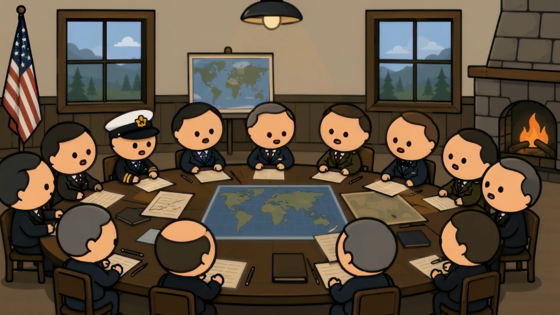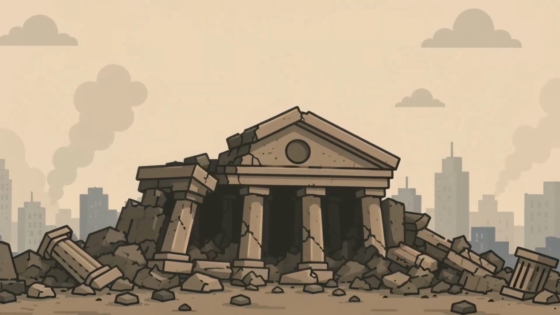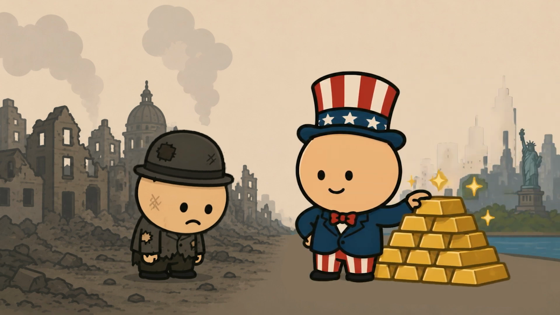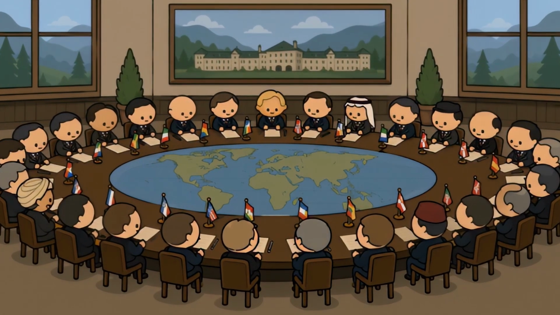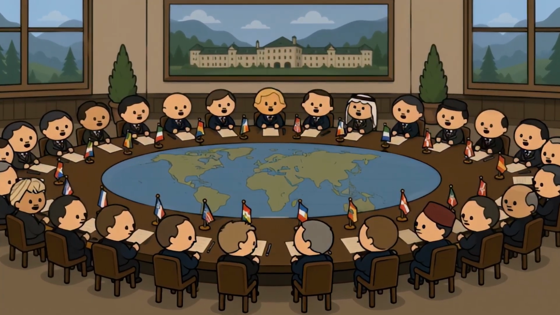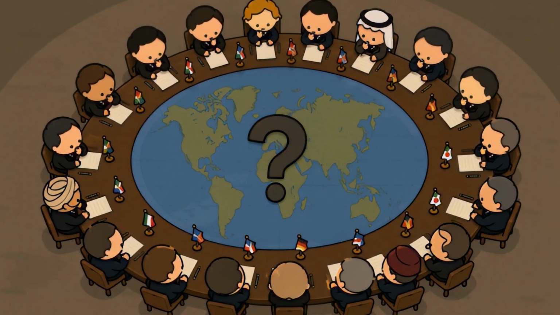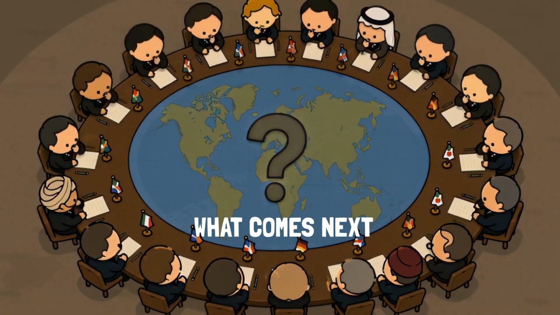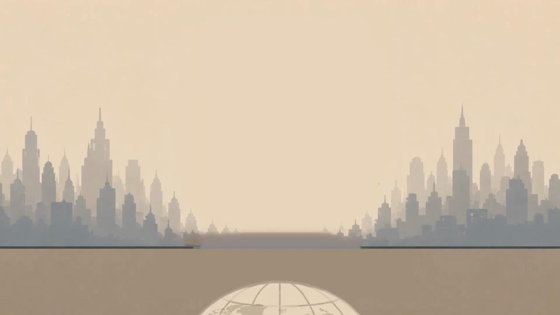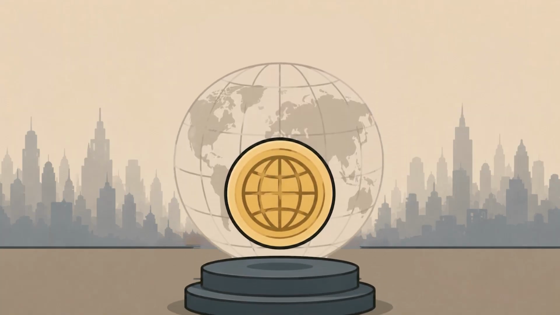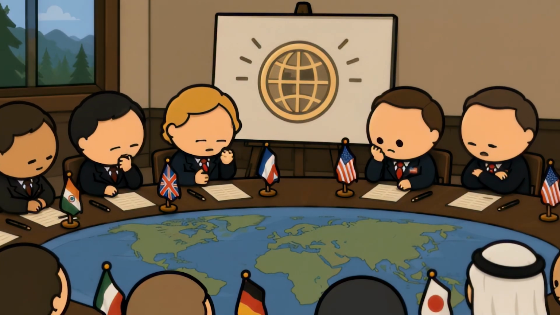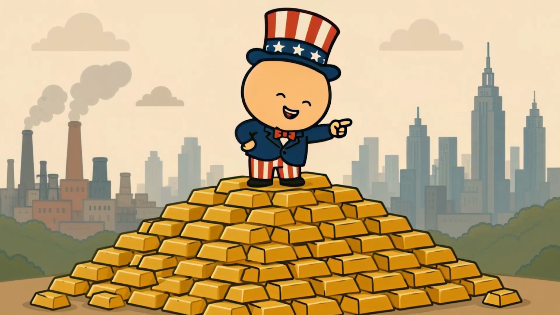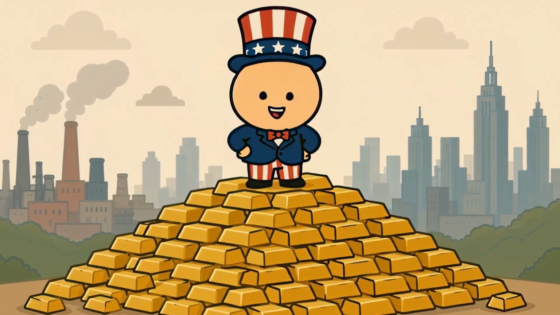By 1944, it was obvious that the old financial order was finished. Europe was exhausted by war. America held most of the world's gold, and everyone knew a new system had to be built. So delegates from 44 nations gathered in Bretton Woods, New Hampshire, to answer a simple question. What comes next? One proposal was to create a brand new global currency that no country controlled. The Americans weren't interested, because when you hold most of the world's gold, you don't need a neutral system. You need your system.